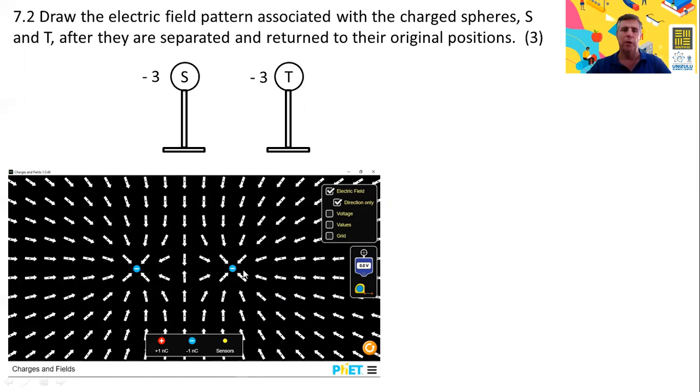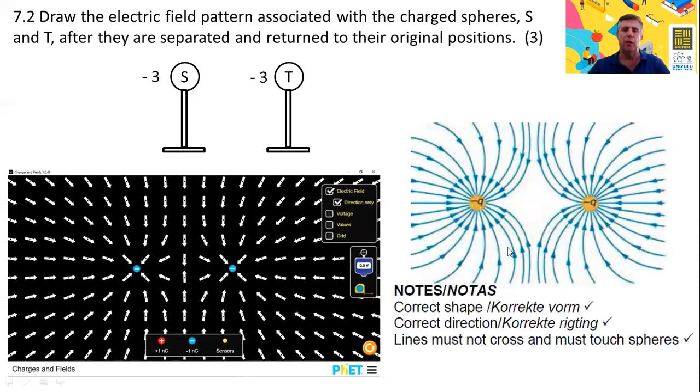All the arrows pointing towards the negative charges, because remember, the arrows indicate the direction of the force on a positive test charge. Of course, you're not going to draw lots of arrows. Here's the picture from the memo that they'd like you to draw. And here's how the 3 marks were allocated. 1 for the correct shape, one for the correct direction towards each negative charge, and one saying that the lines must not cross and they must touch the spheres.